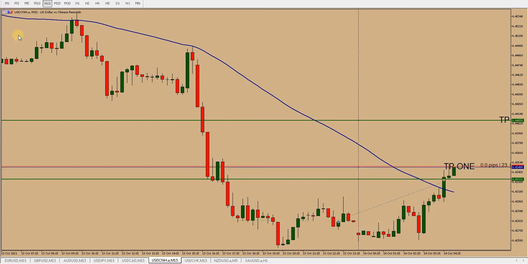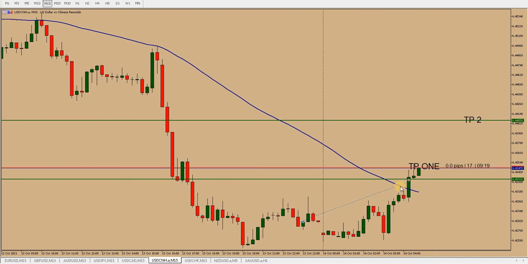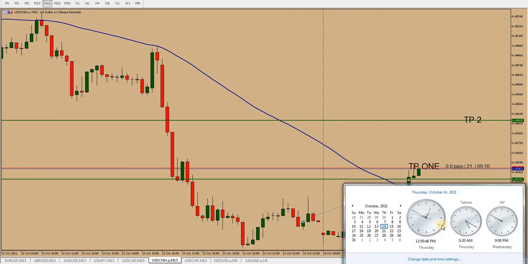Then I came back from outside and I saw the market had actually closed our account. As you can see here, the time in Sydney is 12:50 p.m.